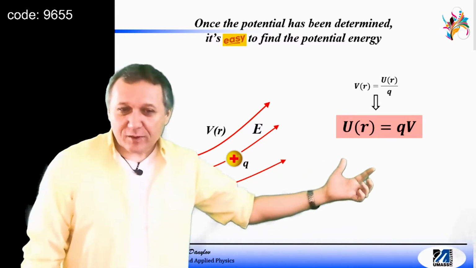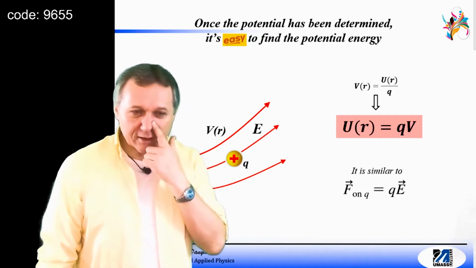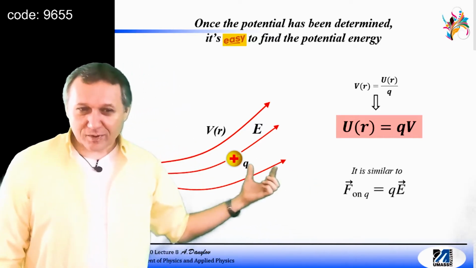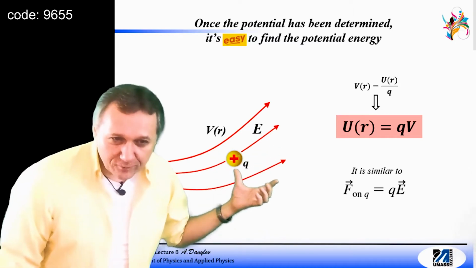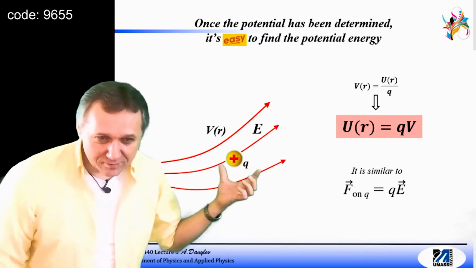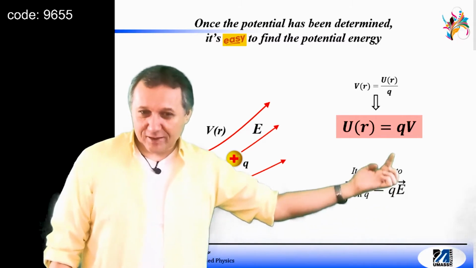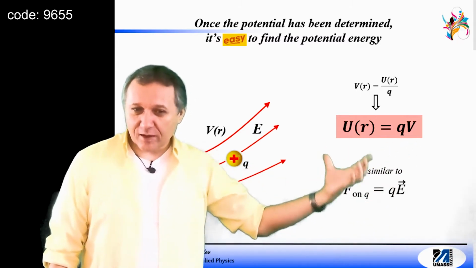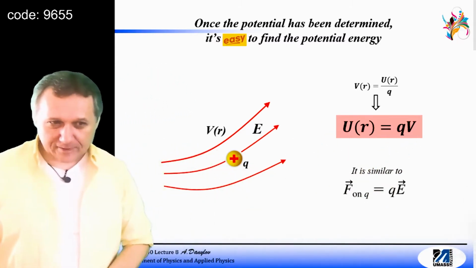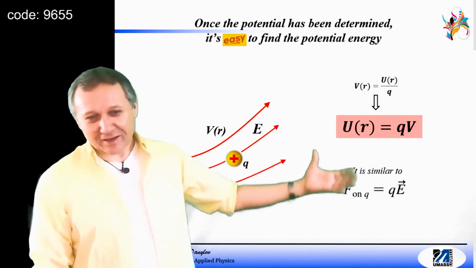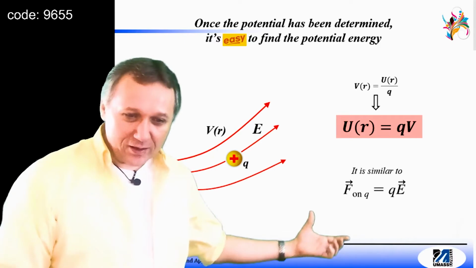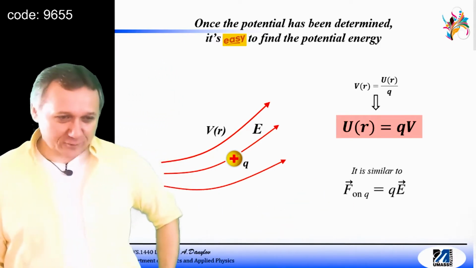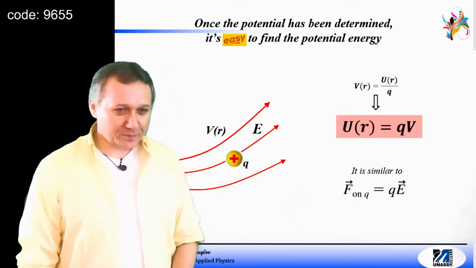And it's very similar to what we introduced in the second lecture of this semester. You remember? If you have a charge exposed to the electric field, how can we find the electric force? QE. And here, QV, right? So lots of similarities. I can say in exactly the same way we can find the electric potential like we used to find the electric force acting on the charge Q.